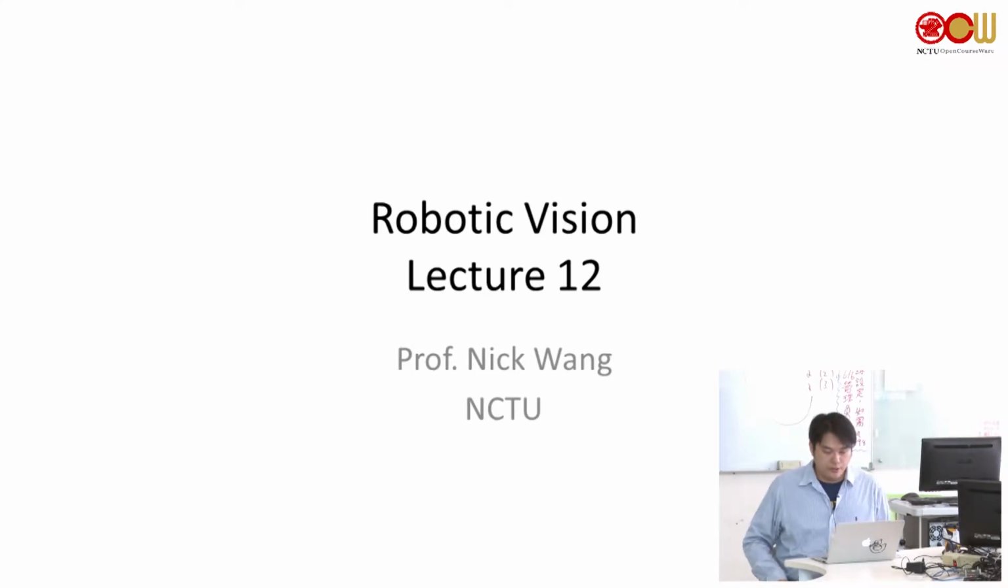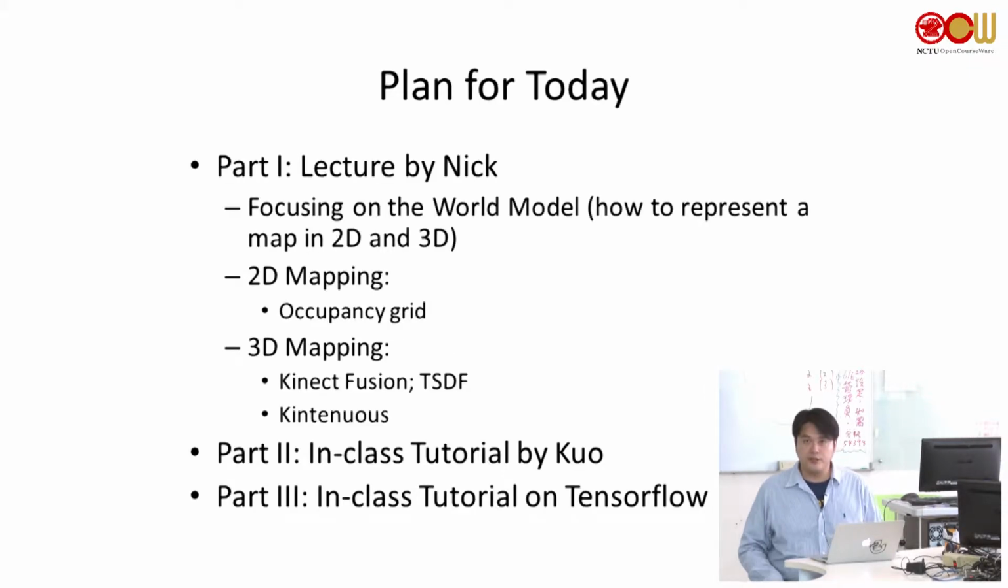Today, we have 3 parts. I will start with some world models in 2D and 3D, essentially how to represent a map. For the 2D, since last time we already have the passkey tutorial, I guess many of you already have seen the implementation in Rust. And today we will talk a little bit about the 3D mapping, namely the Connect Fusion and how Connect Fusion represents a map in 3D. Finally, I will talk about the continuous. That's an extension of the Connect Fusion.